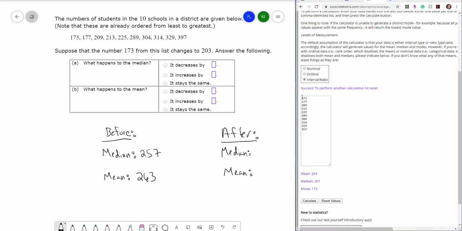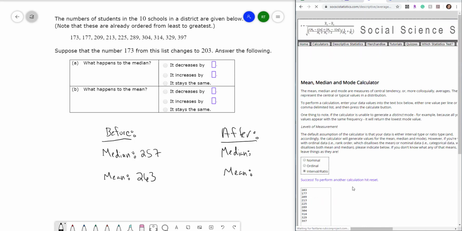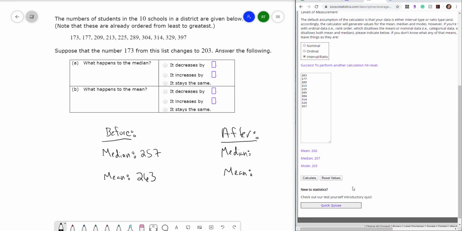So what we're going to do now is we're going to go back to these numbers we typed in. I'm going to replace the number 173 with the number 203. Then I'm going to hit calculate again. Scroll back down, and then I'm going to get some new set of data. So I can see here that my mean is now 266 and the median is 257.